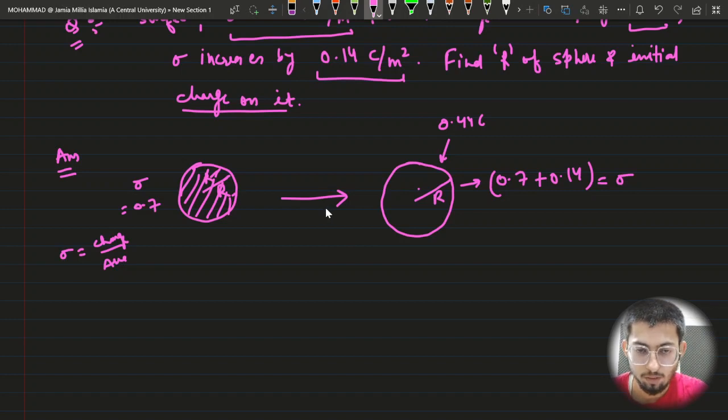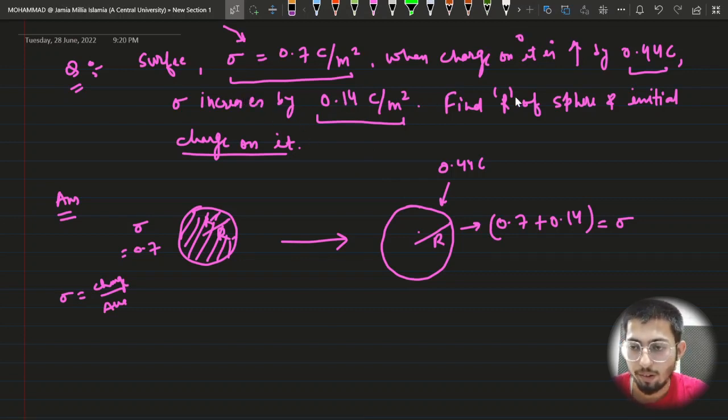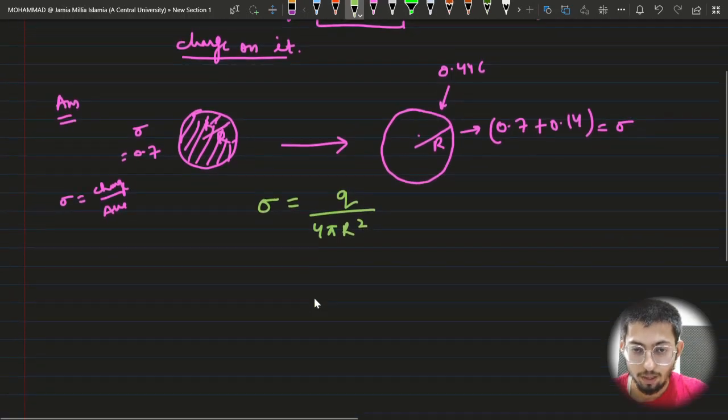Line charge distribution, surface charge distribution. It says find out the radius, but sigma is given, so this is a surface. It cannot be a line charge when sigma is given. So you can just invoke the simple density formula. What is the formula for density? Sigma is charge on 4 pi r square. Apply this in both the cases.